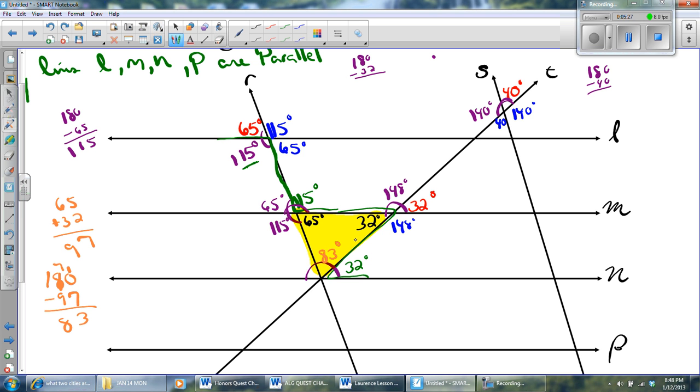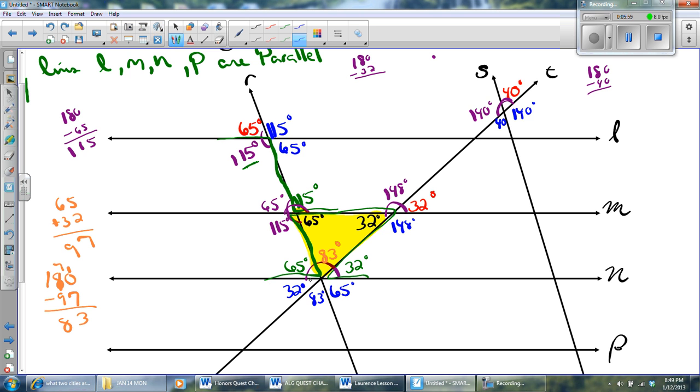Okay. Now, I can use my, what was I using? Green, alternate interior. I can use my backward Z here to get this guy and know that he's 65 degrees. This is pretty cool. I can figure out the whole picture. This is 83. This is 32 using just these facts. 65 degrees.